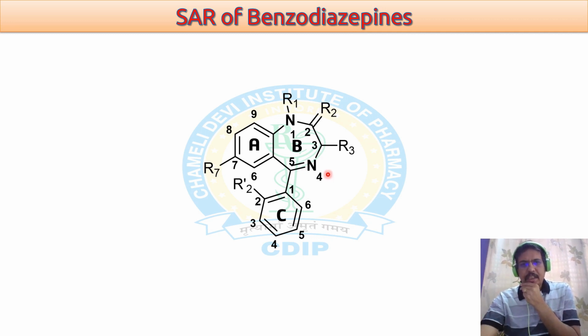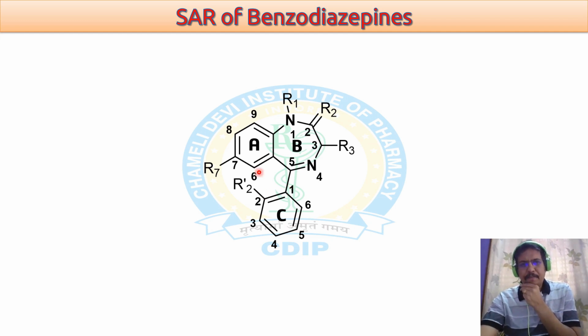Then another key area is the double bond, which lies between the 4th and 5th position of the benzodiazepine ring. Apart from that, on carbon number 5, we can also go for replacement of hydrogen by means of different groups, but predominantly we look for substituted phenyl systems.